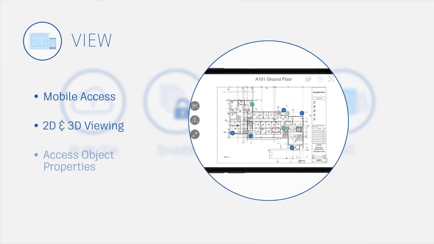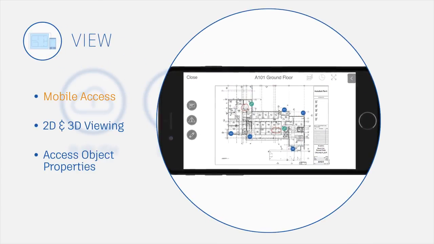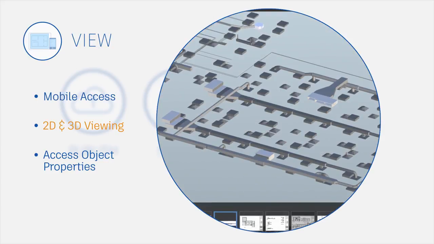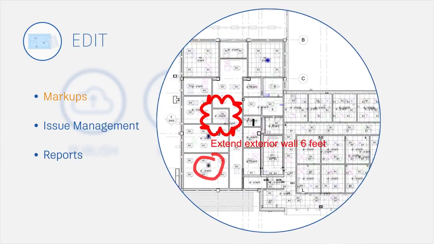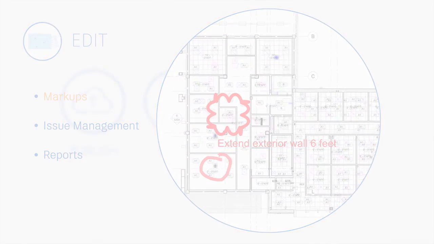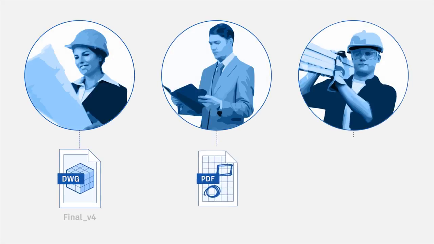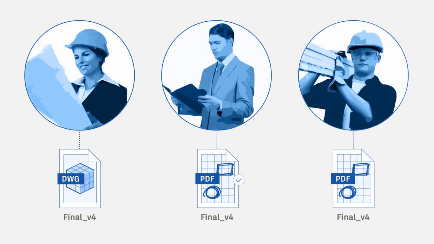View PDF plans on the go with optimized zoom for phones and tablets. Navigate 3D models and view object attributes. Create and share markups from any device. With all your documents in the right place all the time, your team is always on the same page and your project stays on track.